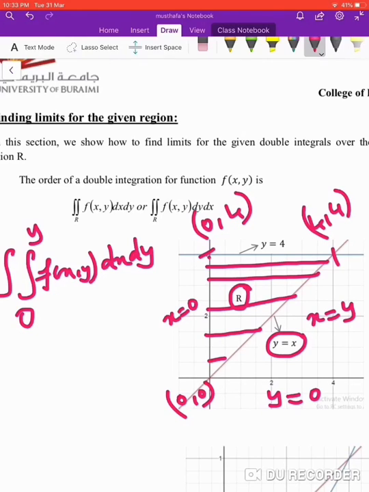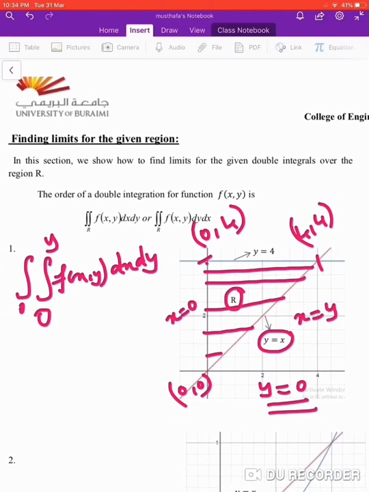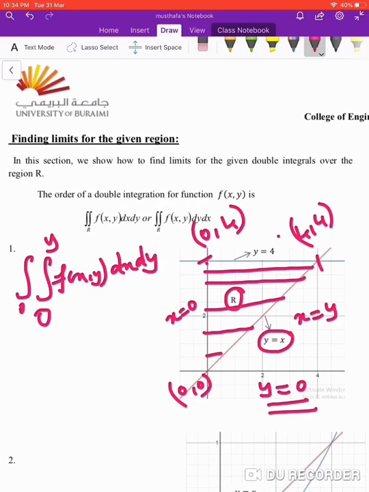Now look at the line. The line is moving from the lower end to the upper end. So when you start, what is the value of your y? It is 0. When you stop, what is the value of your y? y equals 4. So this is the limit for the given integral of the order dx dy, right?